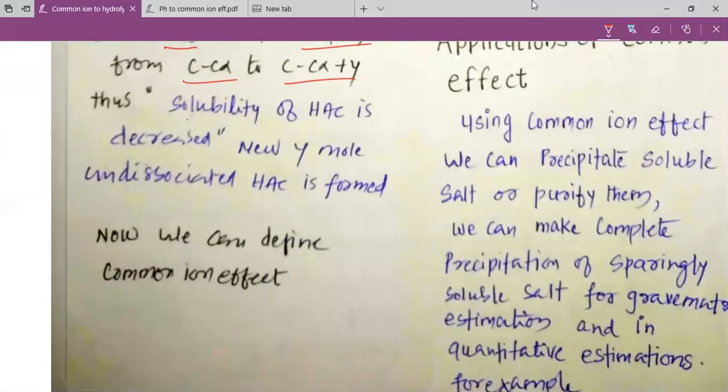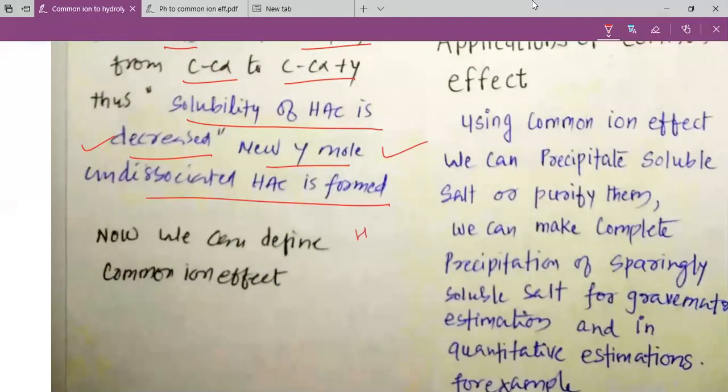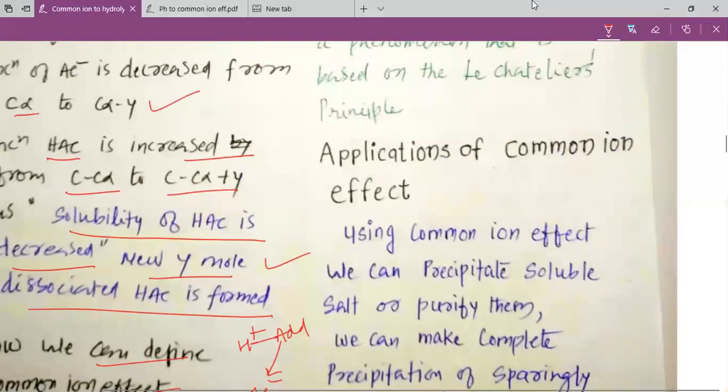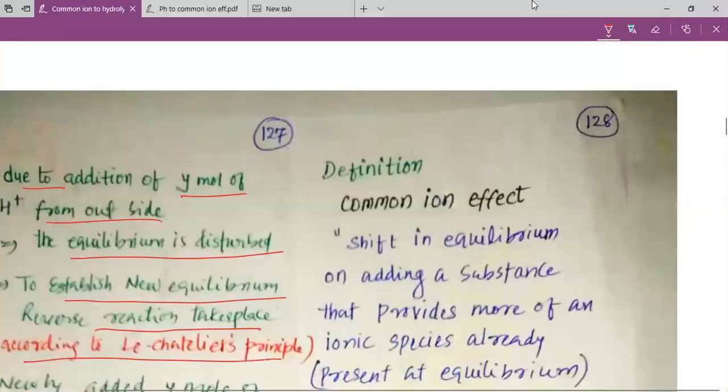Thus, my dear students, it must be clearly understood now that the solubility of HAC is decreased when the new Y moles of undissociated HAC are formed, whether we add H plus ions or AC minus ions. So these common ions, if we add them from outside, decrease the solubility of the acid, or of HAC. Now we can define the common ion effect: this effect decreases the solubility of the substance. That is what we define as the common ion effect.